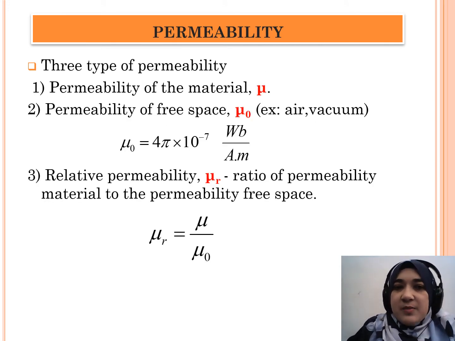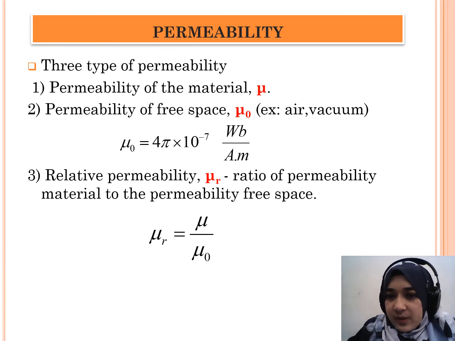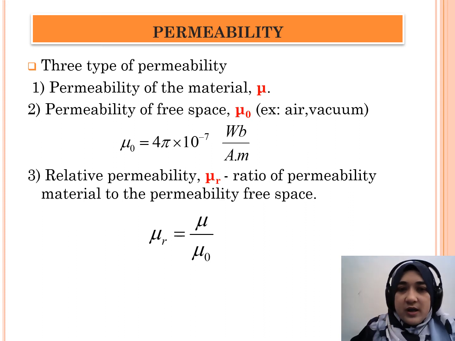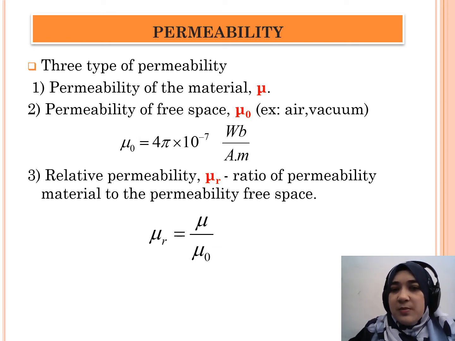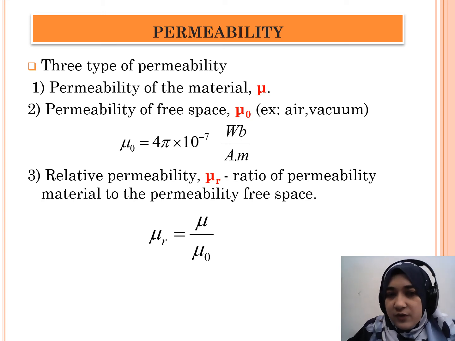Okay, there are three types of permeability. Permeability of the material, mu. Permeability of free space, mu naught. This is a constant, and this is the value that you should remember, it must be in your head: 4 pi times 10 to the power of -7. And mu r is the ratio of permeability of the material to the permeability of free space. Mu r depends on the material, so different materials have different relative permeability.